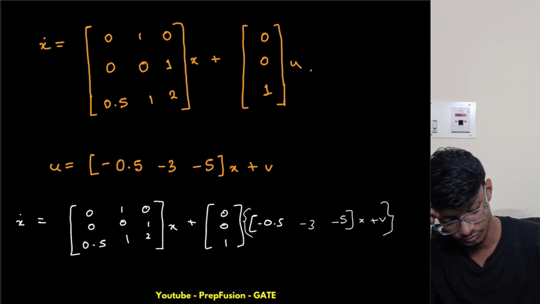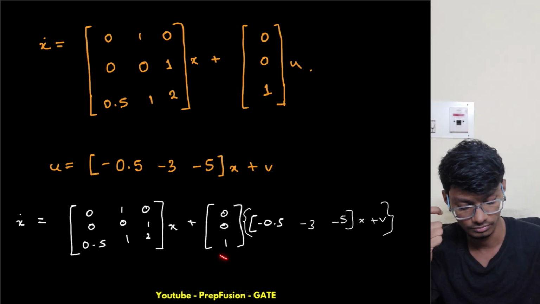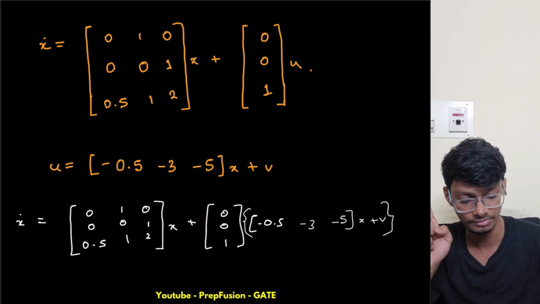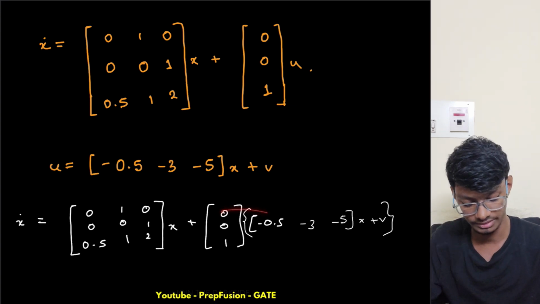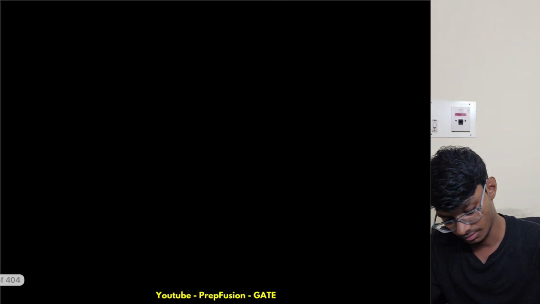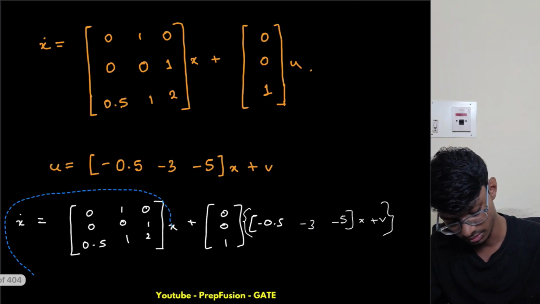So like this, what will this become? This is 3 cross 1 and this is 1 cross 3. What will the order of the result become? It will become 3 cross 3, right? So let me first multiply this one. So I get here, this one is copied only, this one is the same only. I will add this slowly.